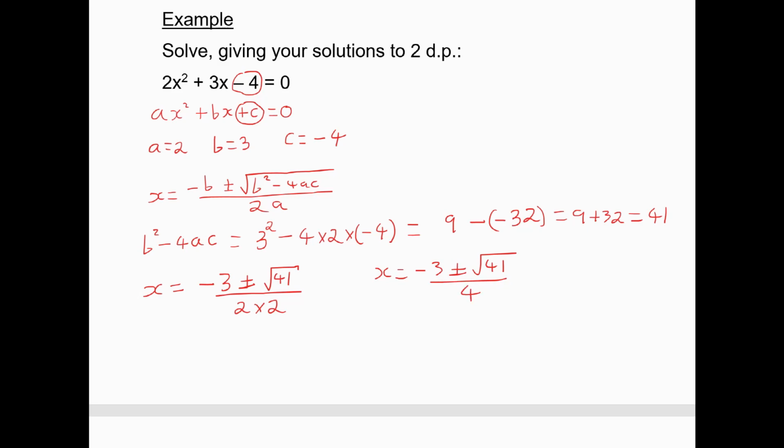You might be wondering what the plus or minus means. It just means that one of the possible answers comes from putting a plus into the equation, and one of the possible answers comes from putting a minus in. So one of the solutions is going to be minus 3 plus root 41 over 4, and the other one is going to be x equals minus 3 minus root 41 over 4. We can put both of these into a calculator, as long as we remember to put the numerator in brackets.